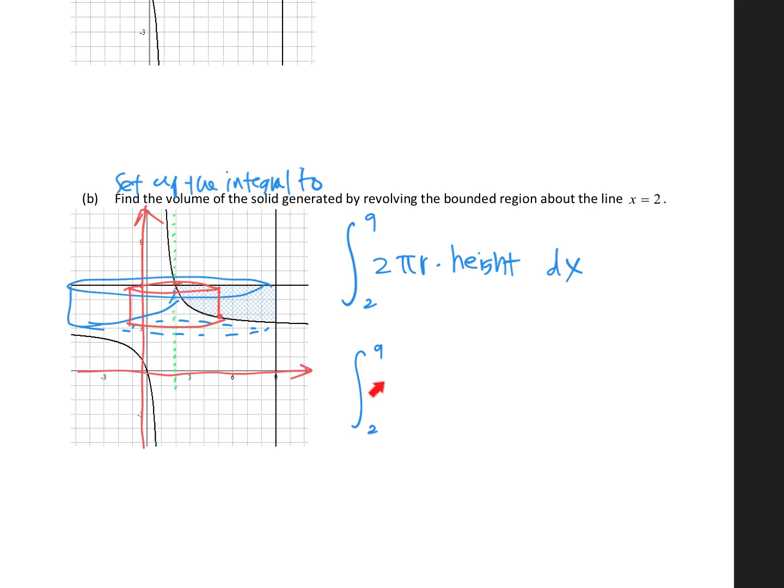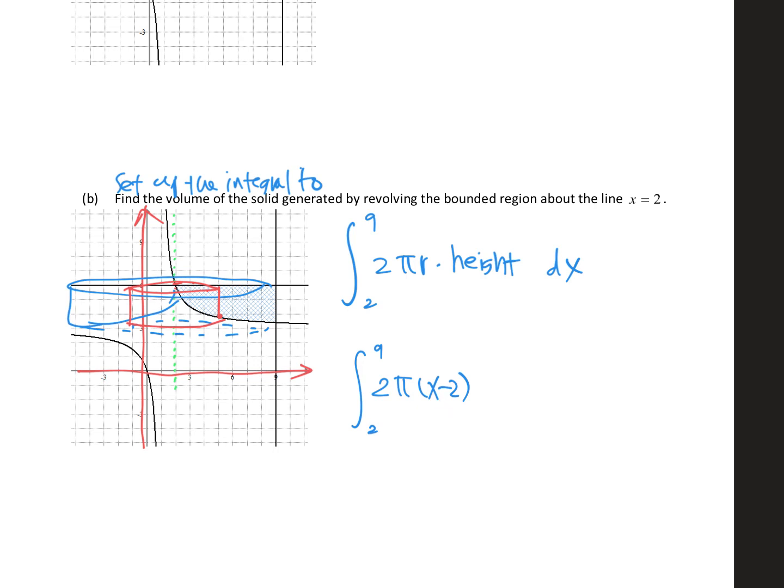So I don't want to say 2 pi x, because that's misleading, because the radius is not 5. When x is 5, the radius is only this much, so it's 2 less than 5, right? So I'm going to have to go 2 pi times (x minus 2). The reason is when x is 5, the radius is only 3 because I'm rotating about x equals 2, right? So the radius gets shorter by 2. Okay, so 2 pi radius times height.